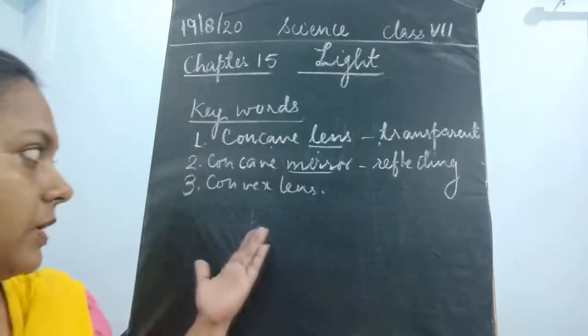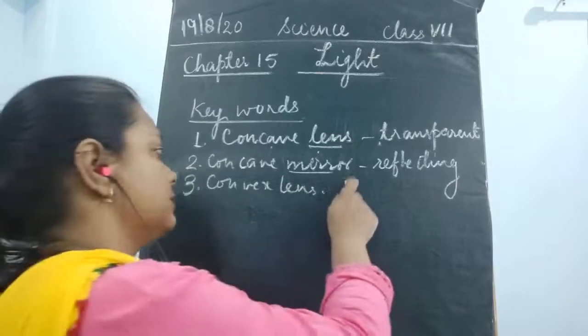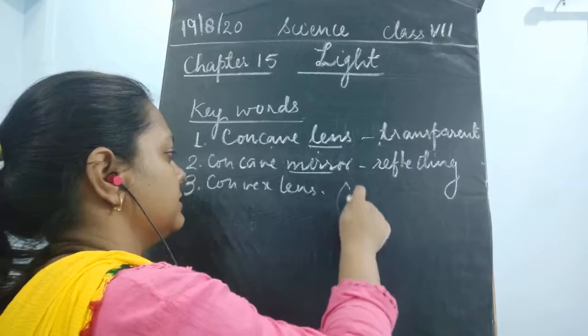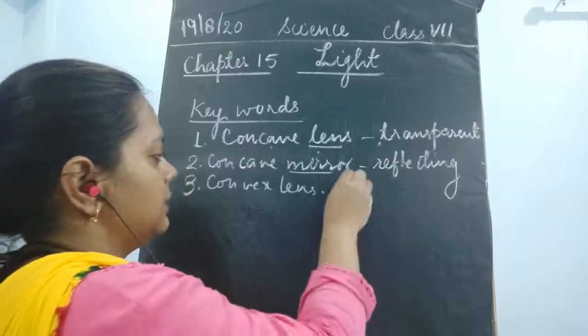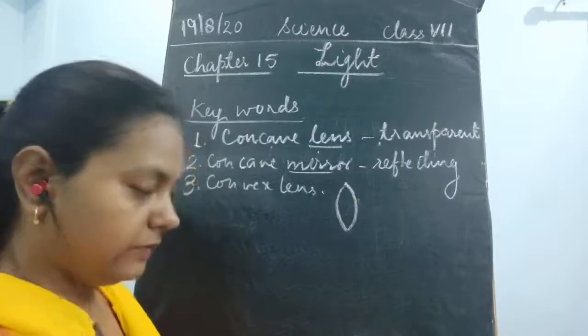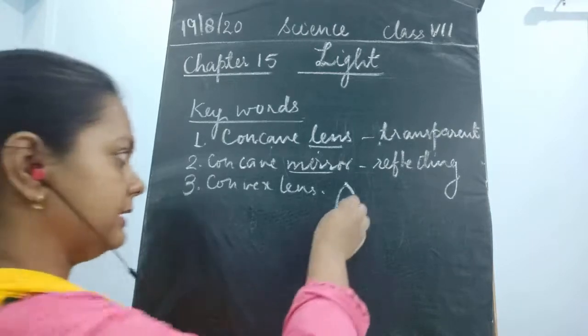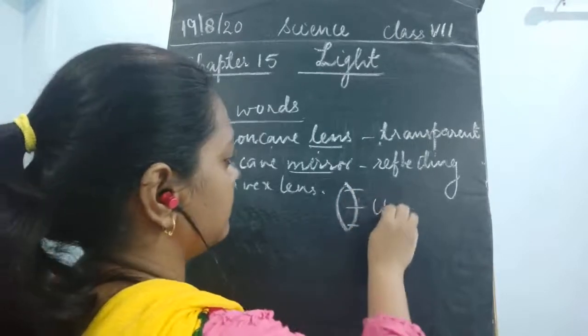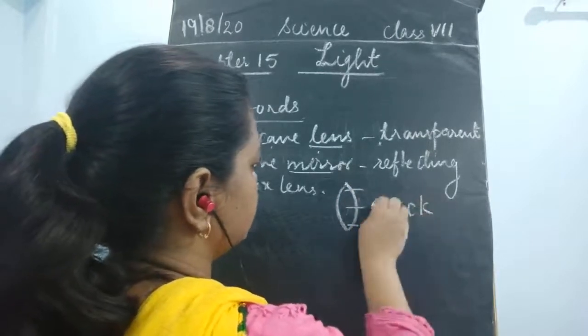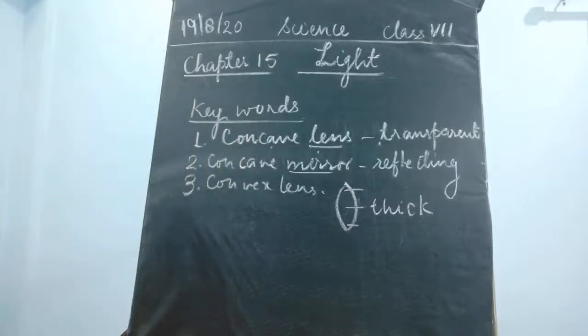Now, what is the shape of the convex lens? The shape of the convex lens is like this. The lens has a glass surface which can be drawn like this, with both surfaces bulging. It is tapering at the ends on these two sides, and it is thick at the center. This is how you recognize a convex lens.